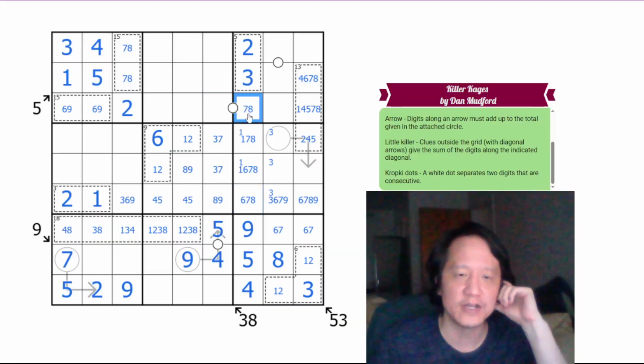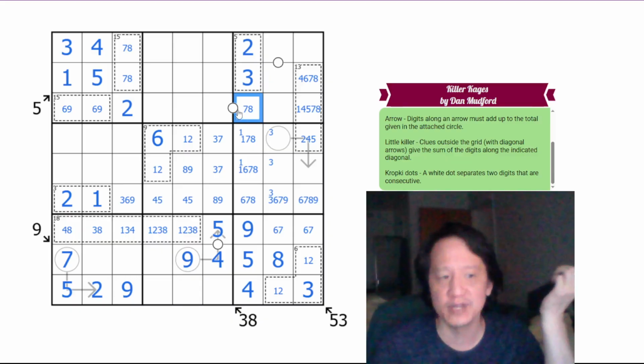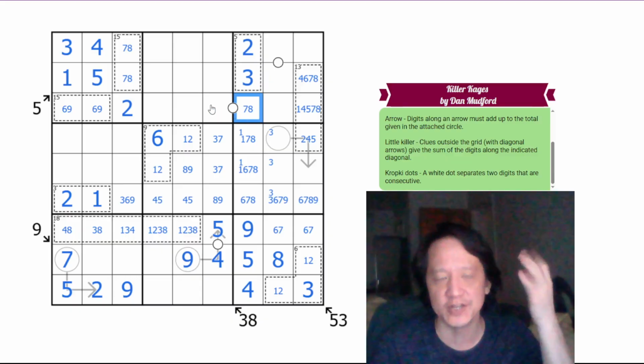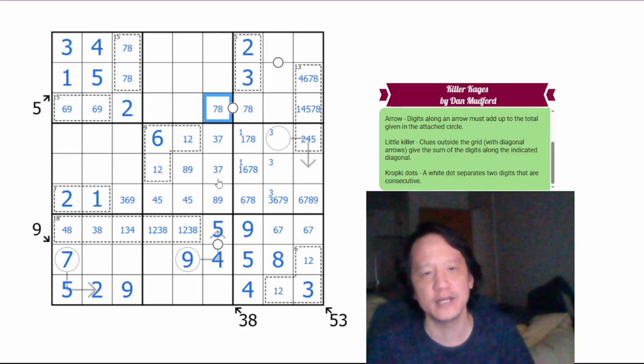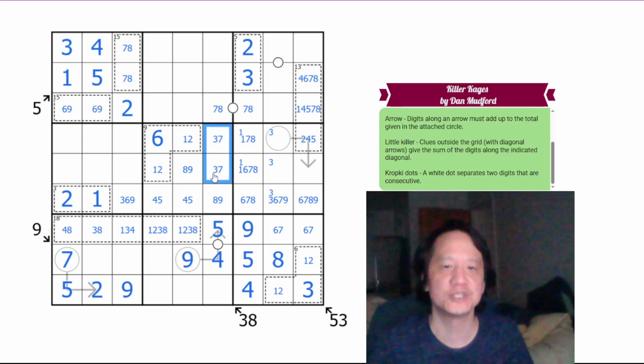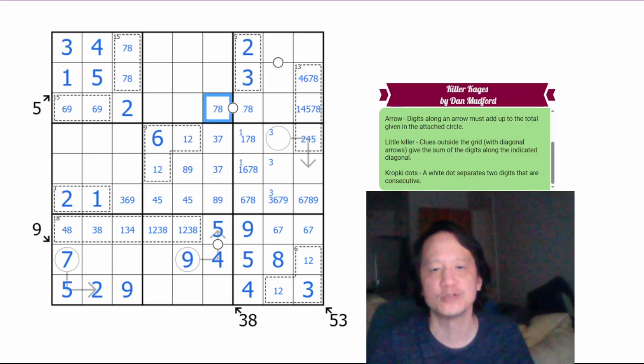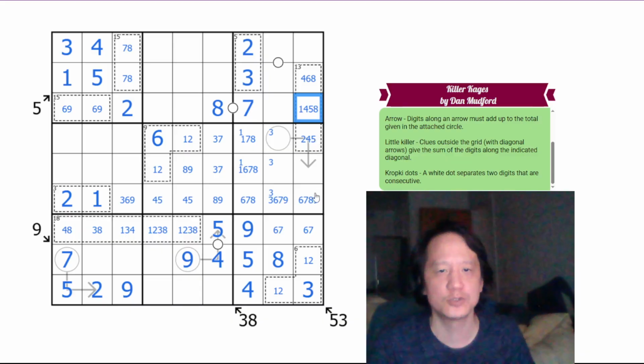Well, what's 7 and 8 consecutive with? 7 and 8 can be consecutive with only 6, 7, 8, and 9, and 6 or 9 are ruled out here. So this must be 7 or 8, but this can't be 7 because of the 3-7 pair in the column. So therefore, this must be 8, which makes this 7, which eliminates 7 in the rest of the box. Also, this can't be 8 because of the 8 in the row.